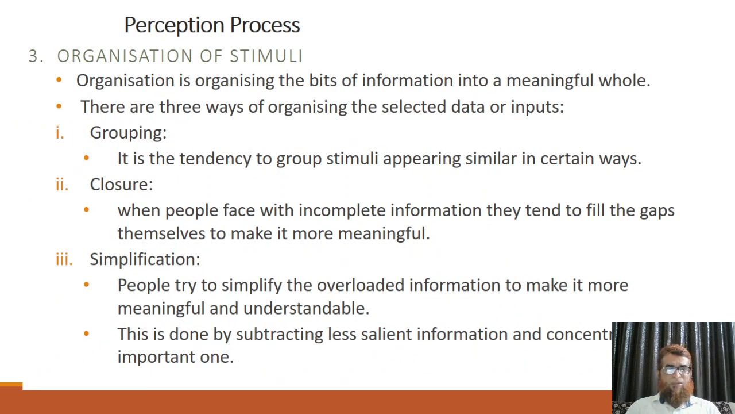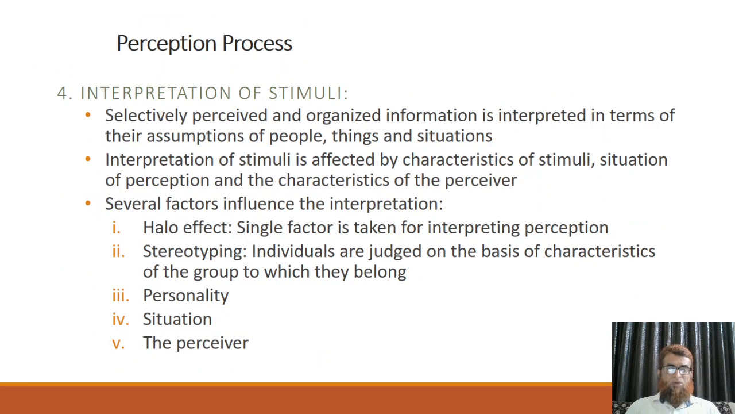Third step in the perceptual process is organization of stimuli. Organization is organizing the bits of information into a meaningful whole. There are 3 ways of organizing the selected data or inputs. Grouping: it is the tendency to group stimuli appearing similar in certain ways. Closure: when people are faced with incomplete information, they tend to fill the gaps themselves to make it more meaningful. Simplification: people try to simplify the overloaded information to make it more meaningful and understandable. This is done by subtracting less salient information and concentrating on important ones.